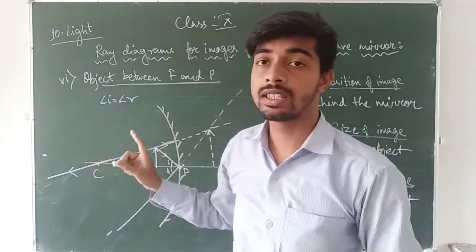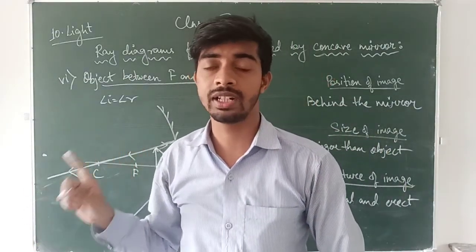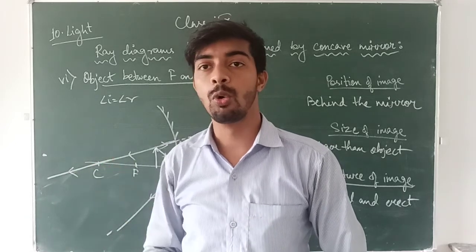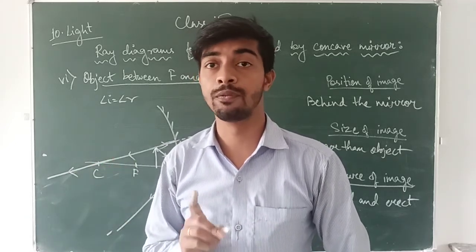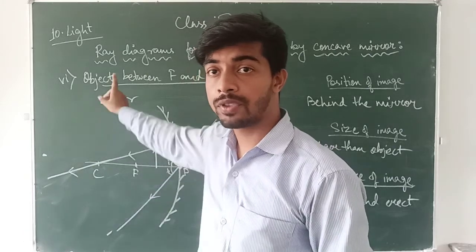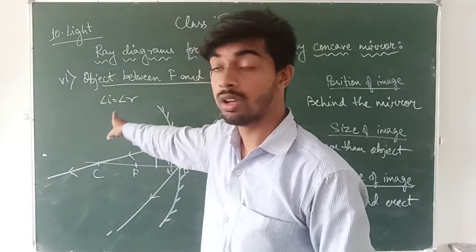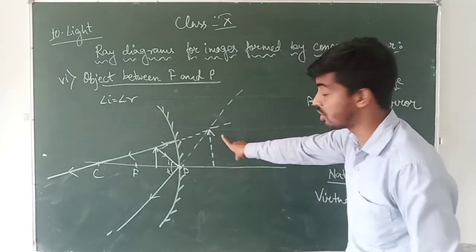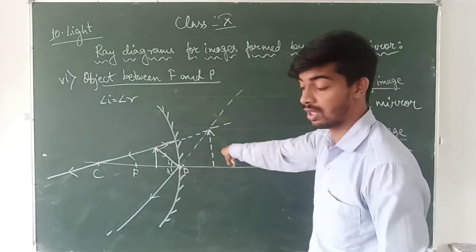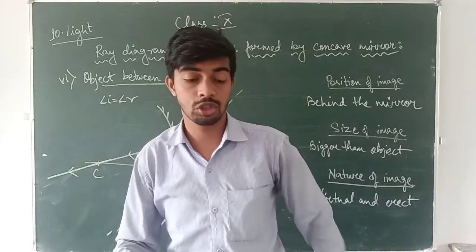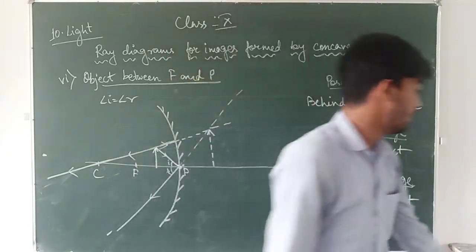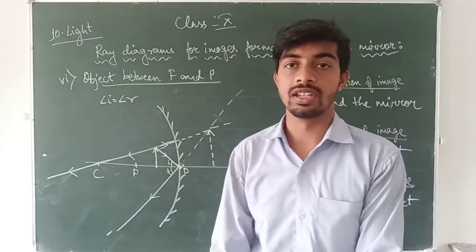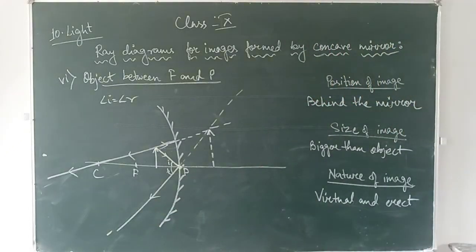Remember, this is the only position of the object in a concave mirror where a concave mirror forms a virtual image. The sixth position, object between focus and the pole, forms a virtual image behind the mirror, which is virtual and direct, and also the image is bigger in size. That means the image is magnified. You can look at this.